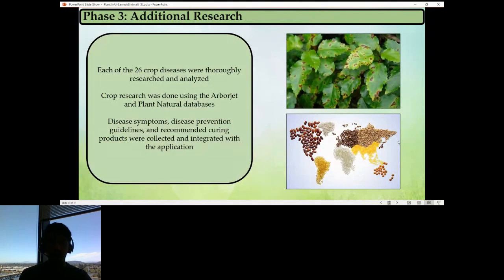In phase three, each of the 26 crop diseases were thoroughly researched and analyzed. Through online research databases such as ArborJet and Plant Natural, disease symptoms, disease prevention guidelines, and recommended cures were collected and integrated with the application.